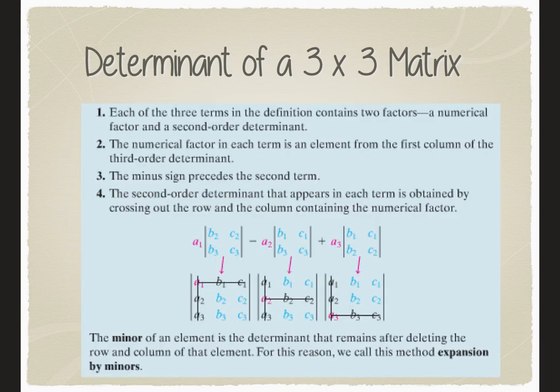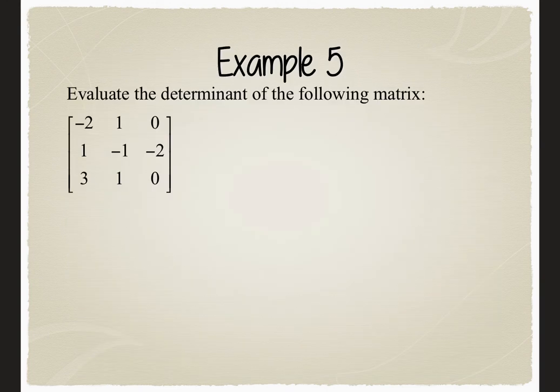We are not going to do this. We are going to skip this. We are going to go straight to the example, and I'm going to show you how to do it. So one way to do a 3 by 3 is you take the original matrix that's there, and you rewrite columns 1 and 2 to the right of the last one.